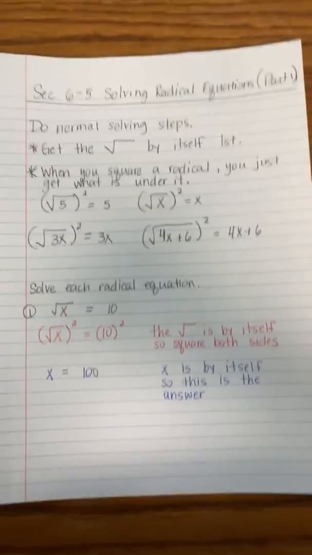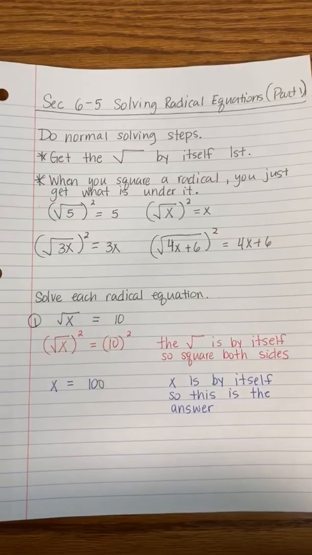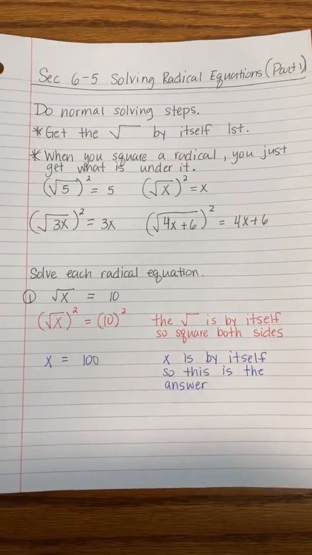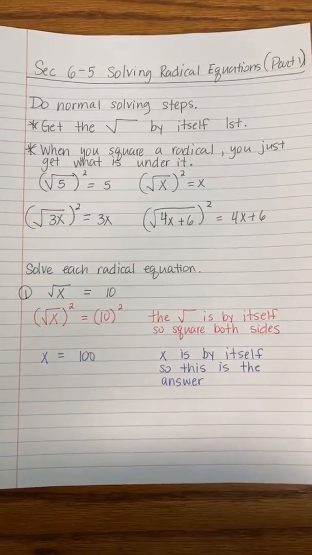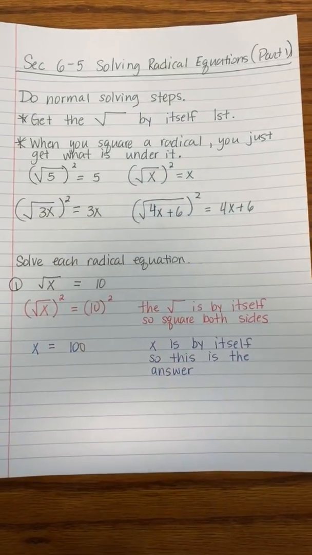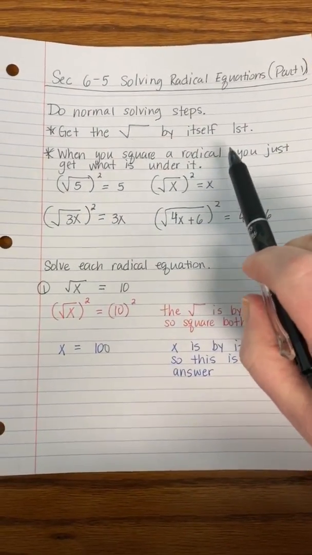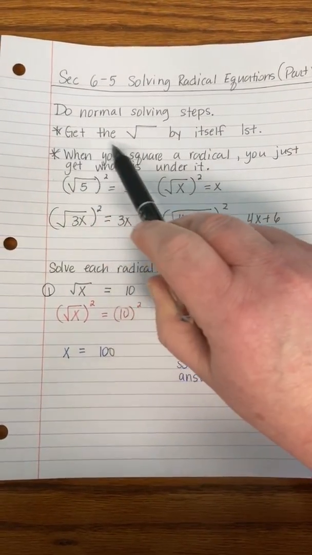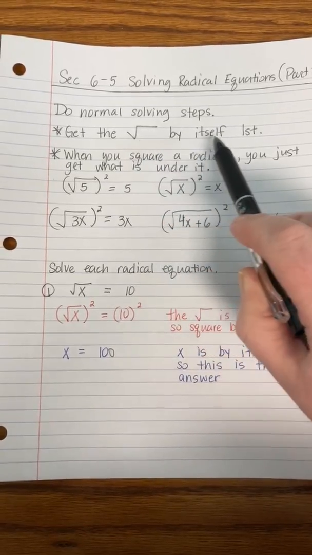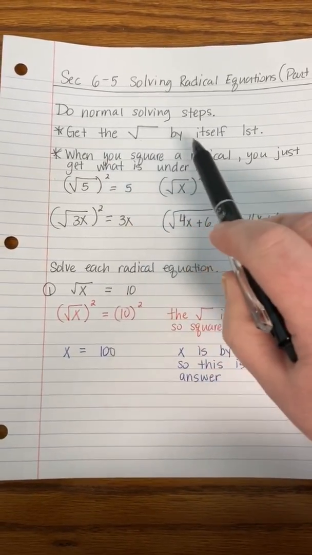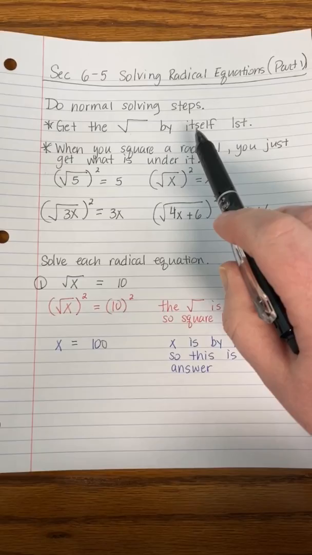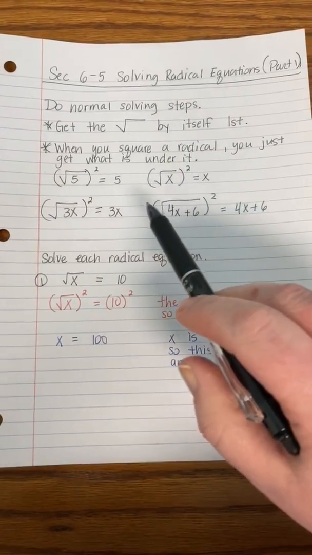All right, so when we solve radical equations, remember a radical is just a square root sign, we do our normal solving steps. If they're adding, we subtract. If they're multiplying, we divide, that kind of stuff. The first thing that we need to do, though, is get the radical sign, the square root sign, by itself. If it's not by itself, then you do something to get it by itself. Either add or subtract, multiply, divide.